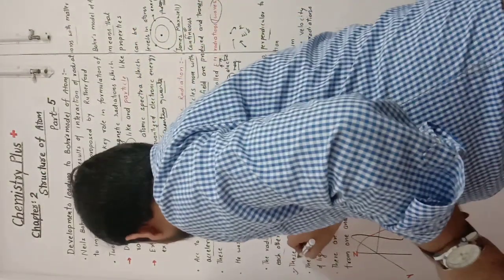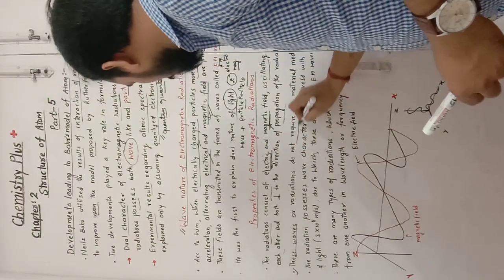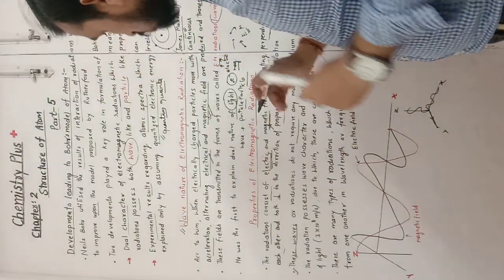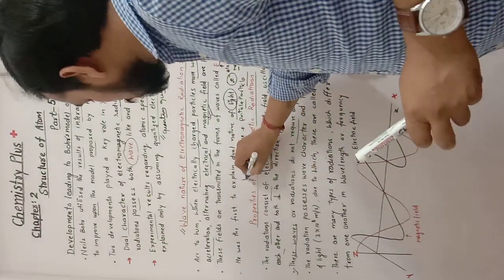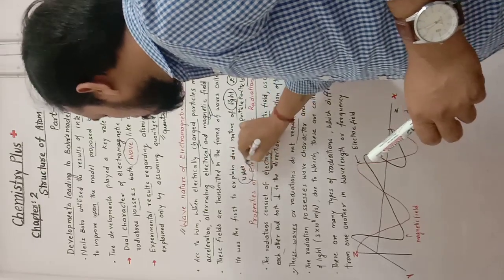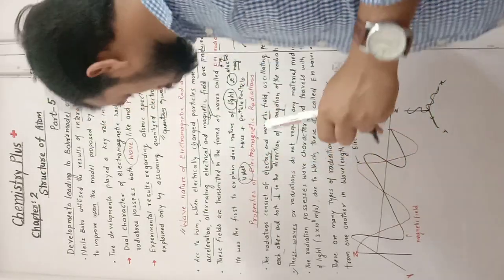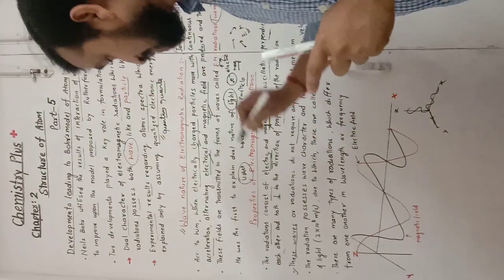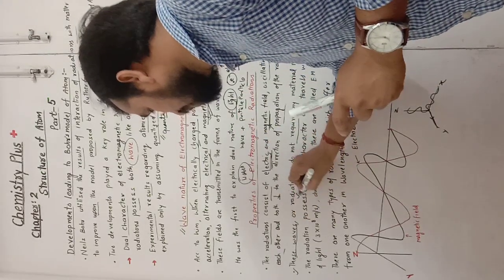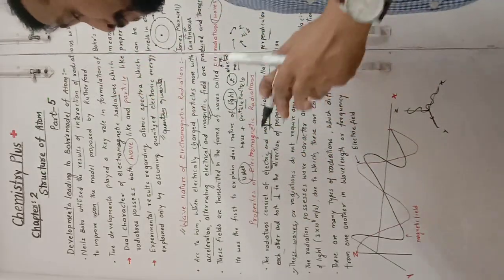The second property is that these waves or radiations do not require any medium or material to travel, because it was studied that these waves do not require any medium. That's why it is said that these radiations do not require any medium material.